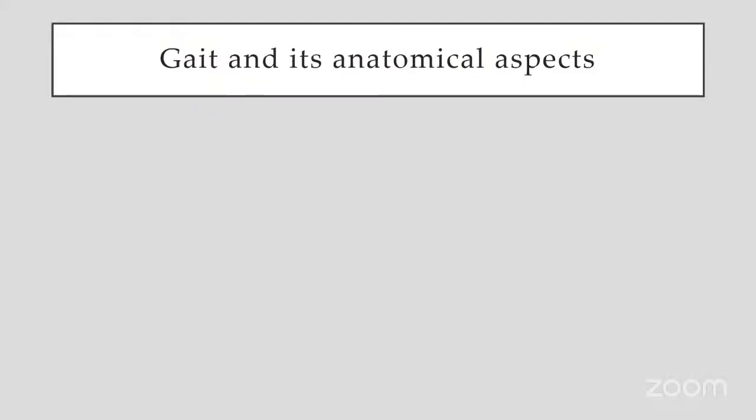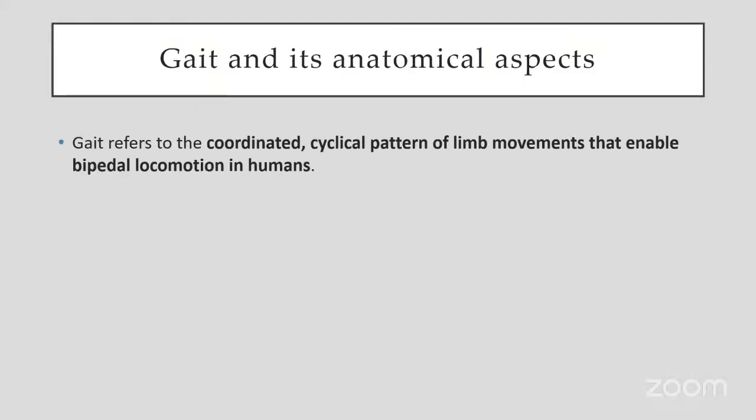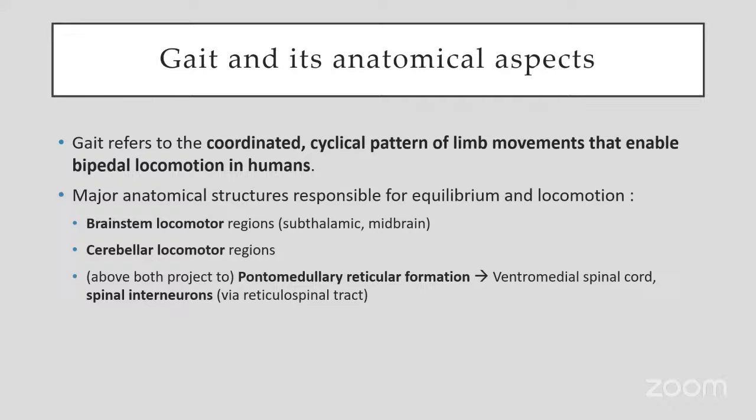Sir, I would like to start with the gait and its anatomical aspects. Gait refers to the coordinated cyclical pattern of limb movements that enable bipedal locomotion in humans. The major anatomical structures responsible for equilibrium and locomotion are brainstem locomotor regions, that is the subthalamic nucleus and midbrain, and cerebellar locomotor regions. Both project to the pontomedullary reticular formation, which further projects to the ventromedial spinal cord and spinal interneurons via the reticulospinal tract.